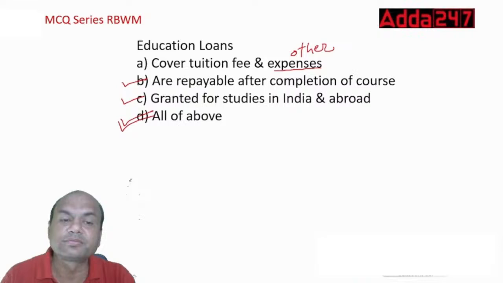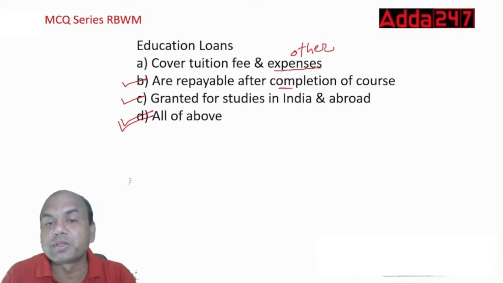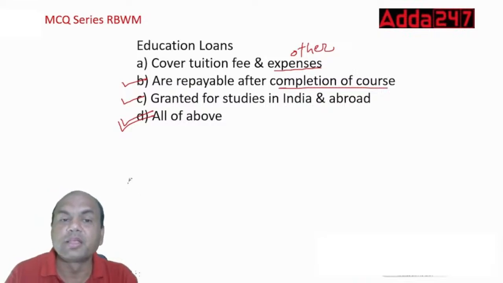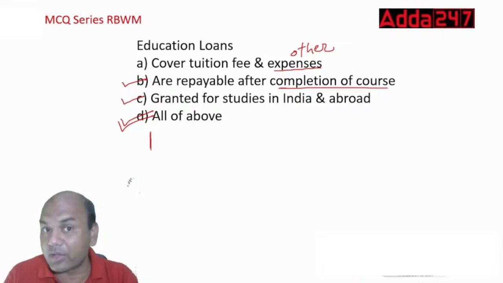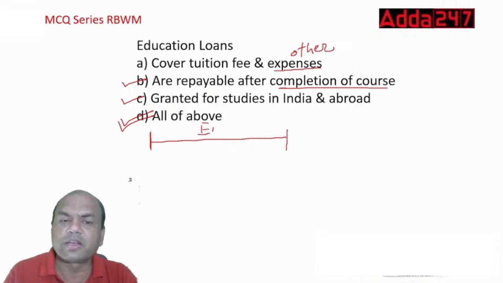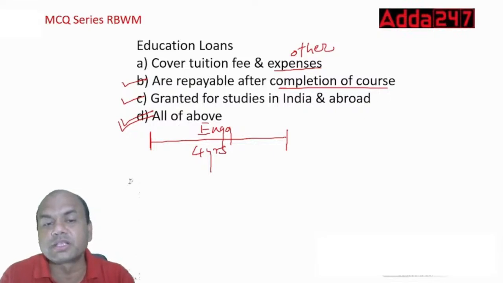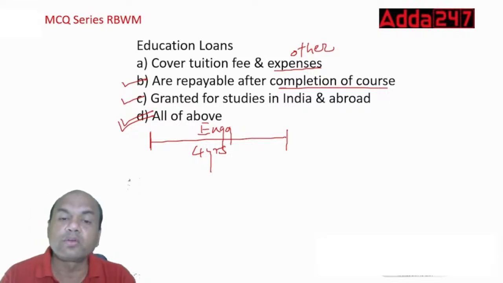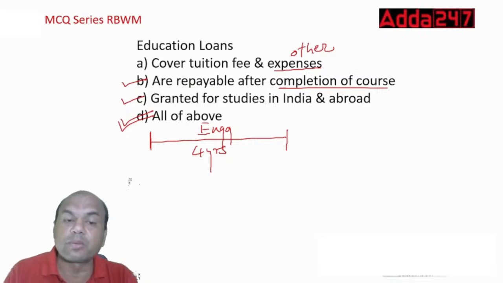It is D. Are repayable after completion of the course means what? See here, education loan, how is it given? Suppose I give that education loan today. This guy or girl, it's not gender biased, will be requiring at least, let's say that person is doing engineering, around 4 years. Up to 4 years, this student won't be able to pay any interest or any EMI. This is known as the moratorium period. In this moratorium period, the student is allowed not to pay any interest or principal.